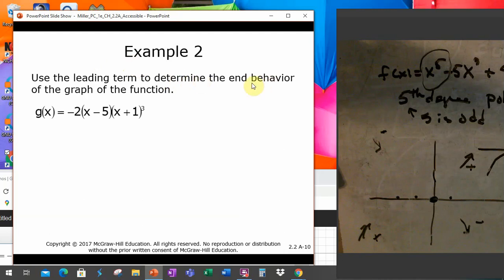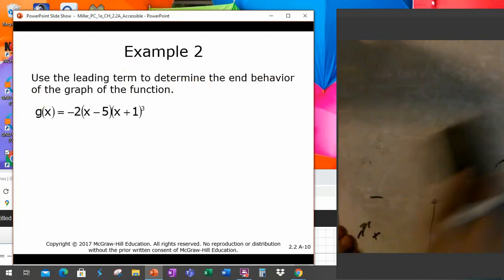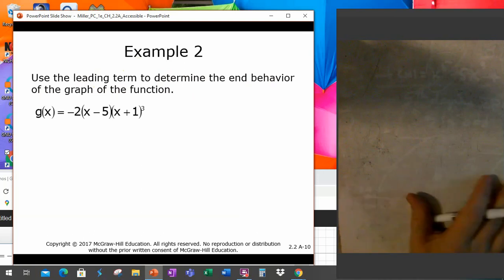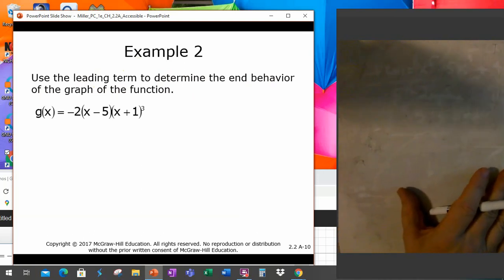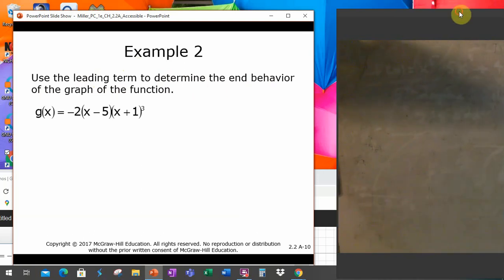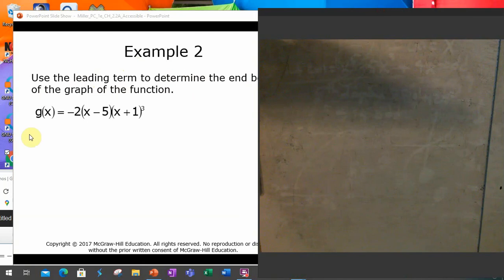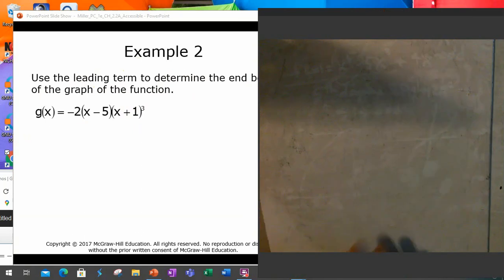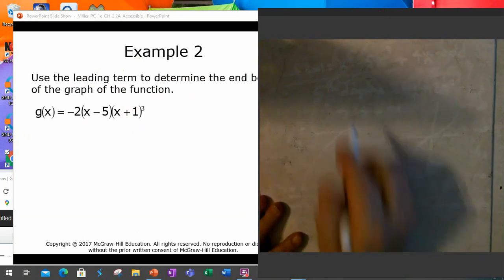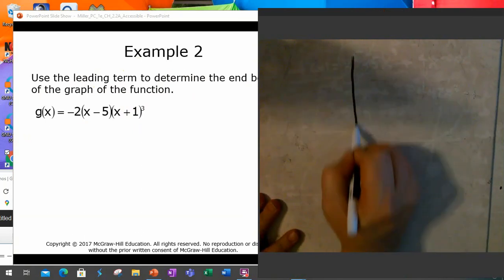Use the leading term to determine the end behavior of the graph of this function. This one's in factored form. Factored forms are nice because we've already dealt with them in quadratics. We're going to do the same thing. I can complete this graph. Let me show you what this would look like, where we would like to be able to go when we end this.